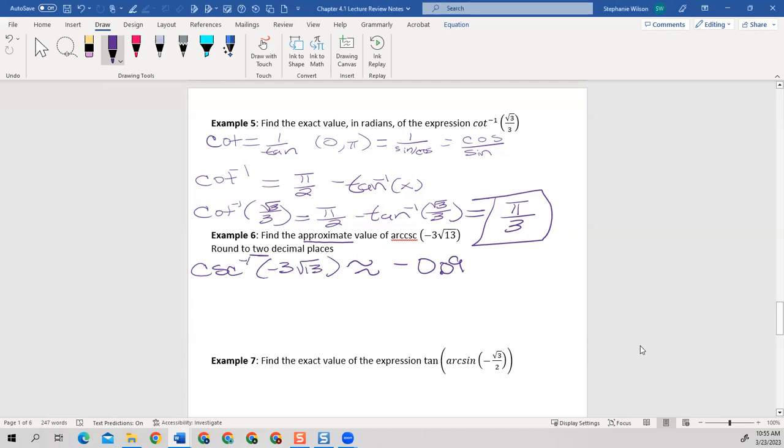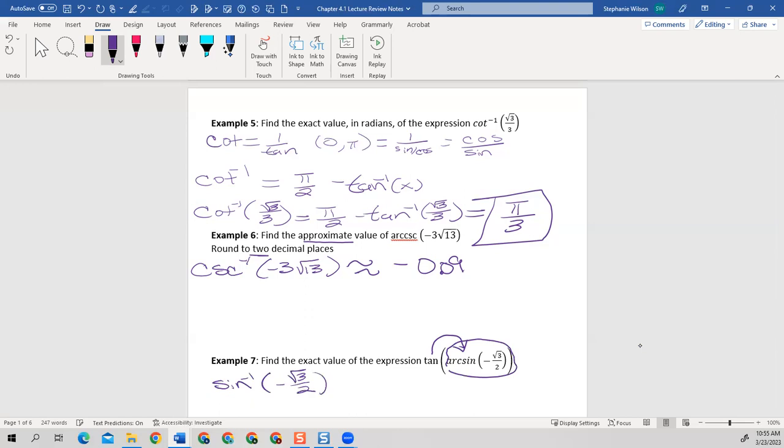So we have tangent of this arc cosine. So whatever I find here, we're going to plug it in the tangent. That's what that's saying. So let's take what's in that parentheses and clean it up. It says arc sine, so that means we're taking the inverse of sine at that negative square root of 3/2.